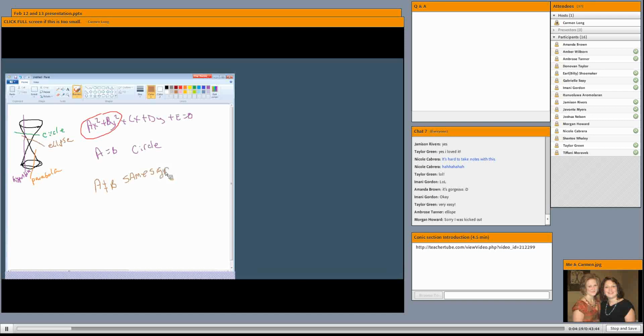Okay. So if all you're doing is saying, what kind of conic section is this? That is pretty easy. Because if you know these four things, A equals B, it's a circle.